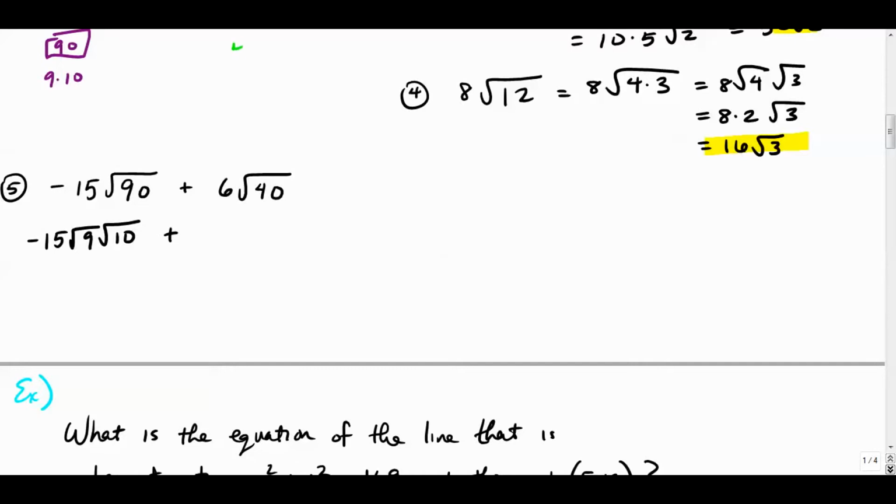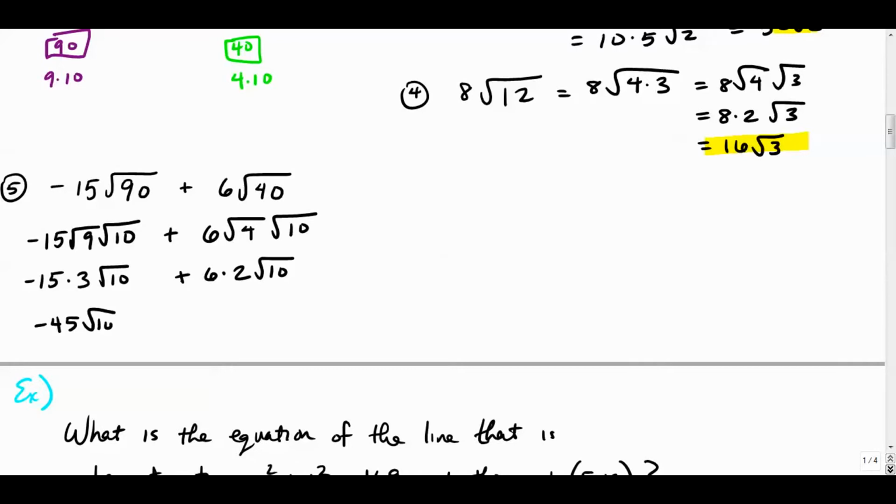40 is going to break up into, of course, 4 times 10. 6 radical 4, radical 10. So it's -15 times 3, radical 10, plus 6 times 2, radical 10. That's -45 radical 10 plus 12 radical 10. Since they both have the same radicands, you can simply add the numbers in front, sort of like coefficients and variables. So it's going to be -33 radical 10.